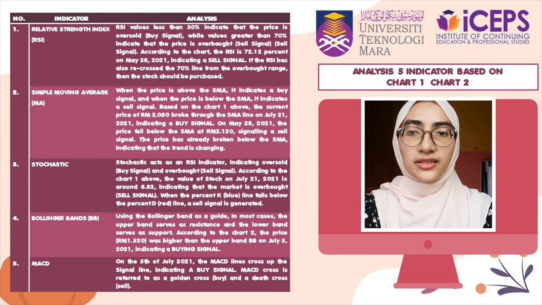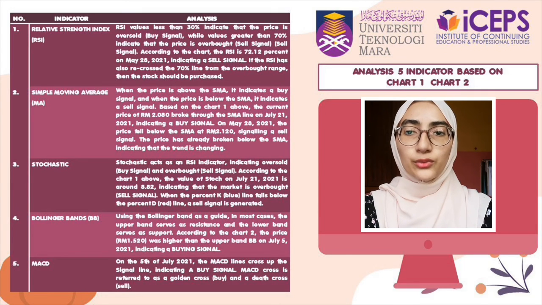Stochastic RSI indicator, indicating oversold, which is a buy signal, and overbought, which is a sell signal. Based on the charts above, the value of stochastic on 21st July 2021 is around 8.82, indicating that the market is overbought, which is a sell signal.